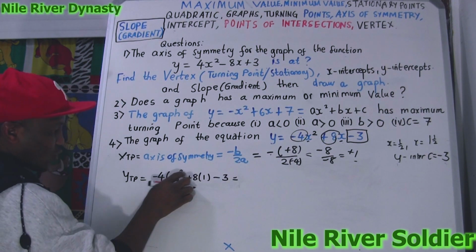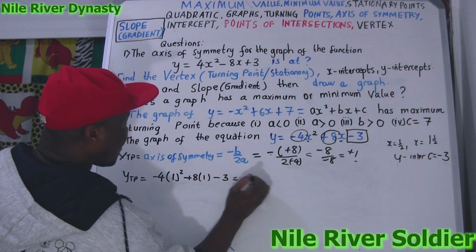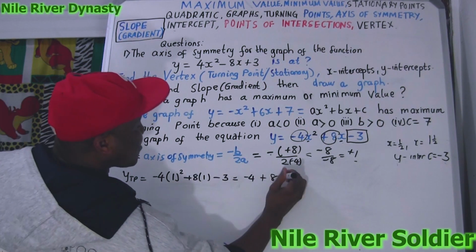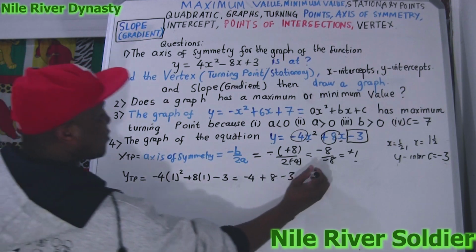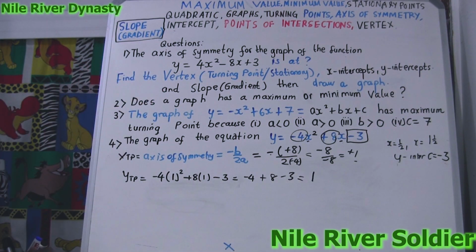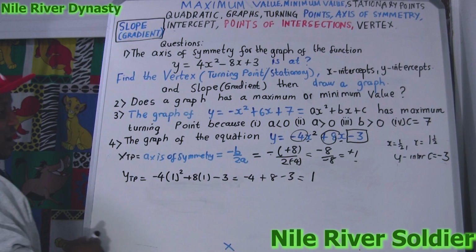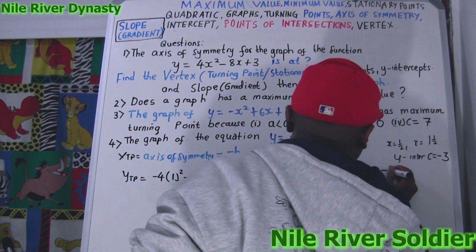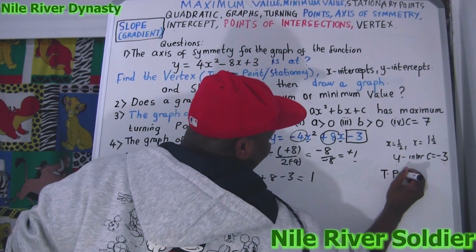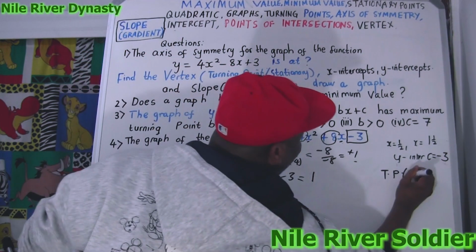And this is going to give us 1 squared is 1, it's -4, so it's going to be -4, and then plus 8, and then -3. And this is going to give us positive 1. So the y turning point is equal to positive 1. So a turning point, or vertex, is x equal to 1 and y equal to 1.